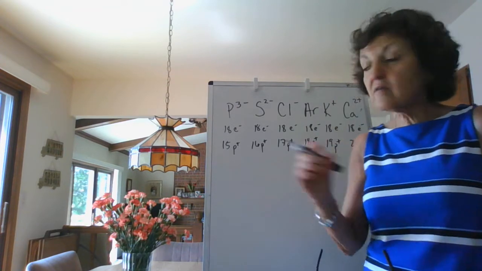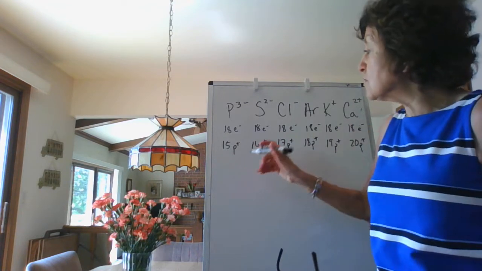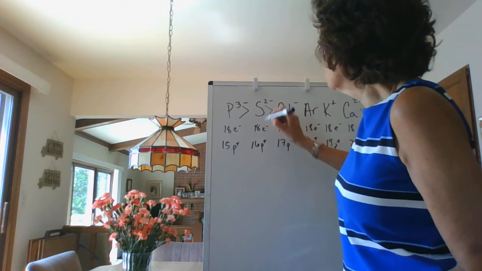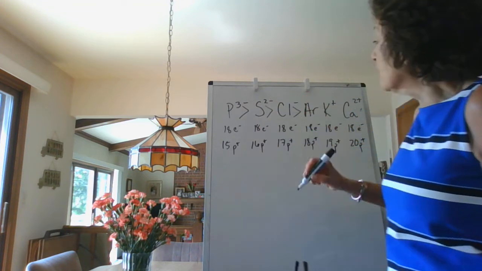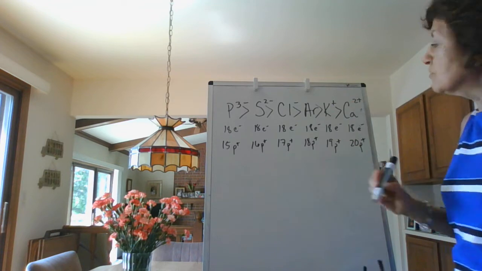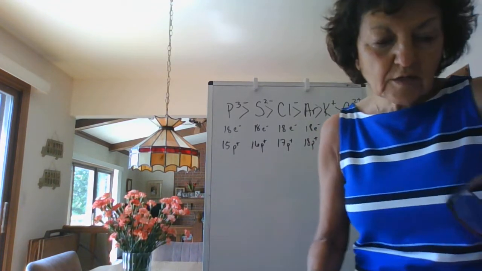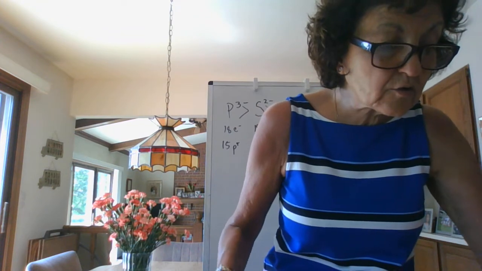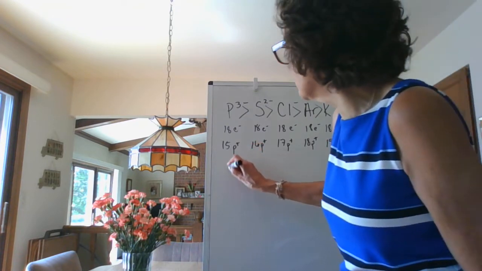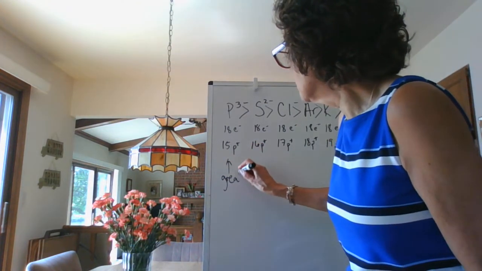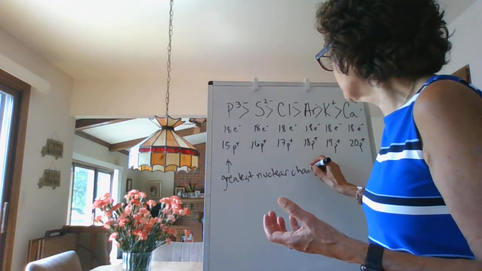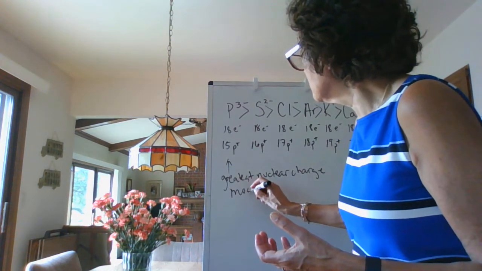We can do this easily when we compare an isoelectronic series. So we're going to say the phosphide has a larger radius than the sulfide, which is larger than the chloride, which is larger than argon, which is larger than the potassium ion, which is larger than the calcium ion. Okay, so that does it for the isoelectronic series. Just always think that this one has the greatest nuclear charge. Most nuclear charge means most protons.